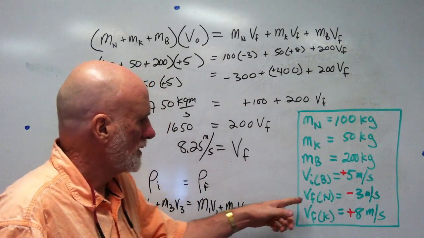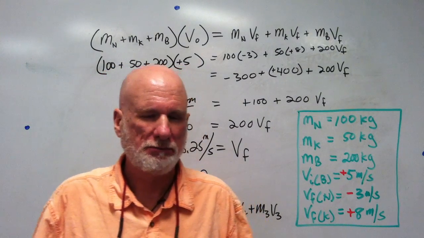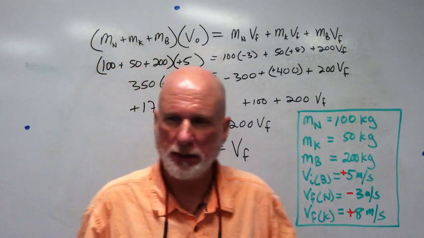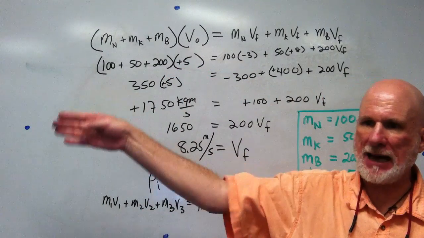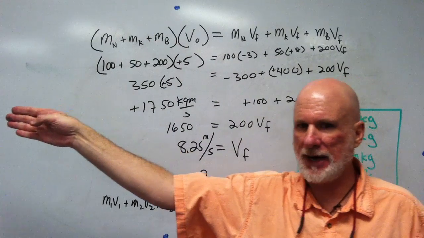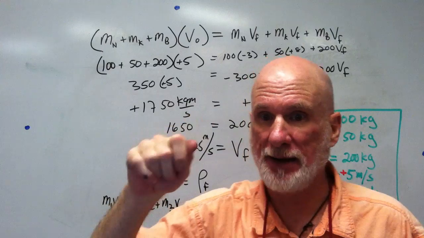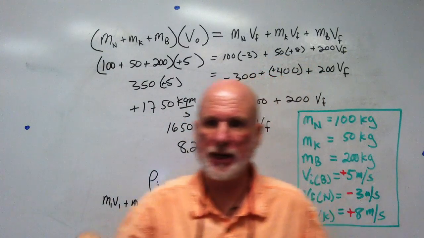All right. The final velocity of Nate, why is that minus 3? Because he jumped off the back of the boat. He jumped off the back that way, 8 meters per second, which is negative, right? So what was his initial velocity? Negative 8. Negative 8 plus 5, negative 3.